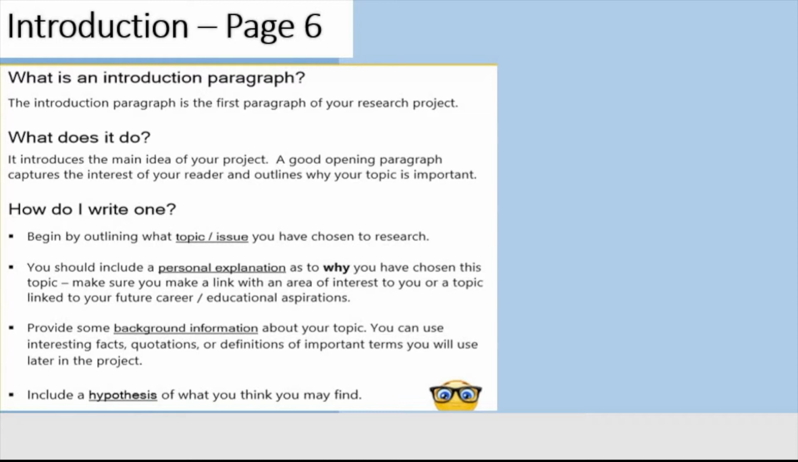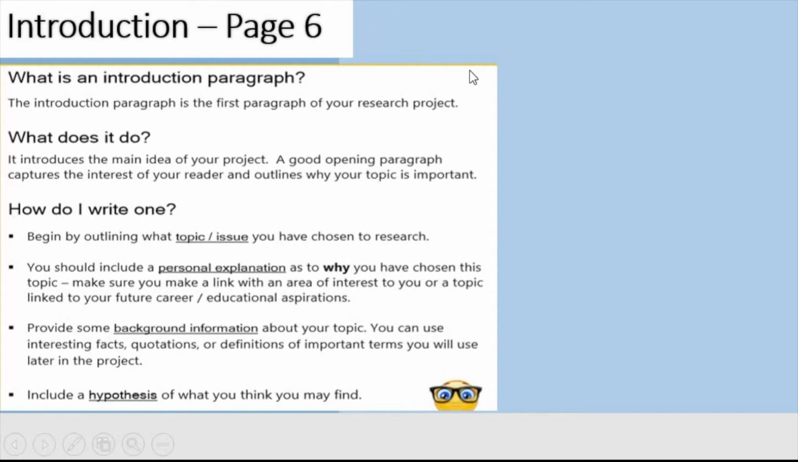It would be a good idea here if you can make a link with an area of interest to you, or a topic linked to your future career or educational aspirations. Now, you're probably not doing a project on something that you're not interested in, so that should be fairly straightforward. It's just a case of justifying in your introduction why you've chosen that particular topic.